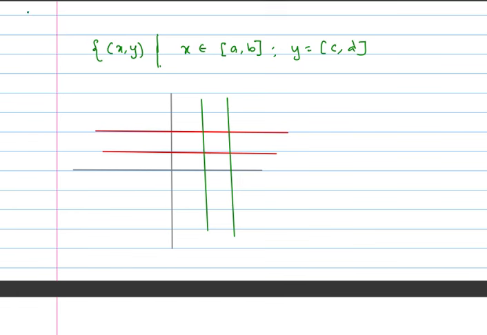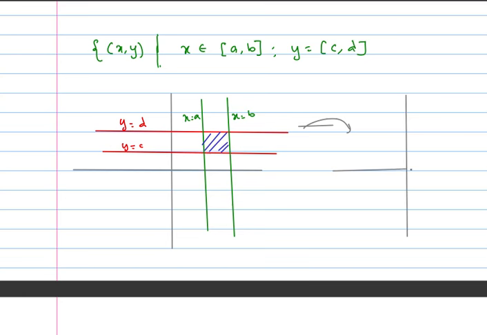So this is x equal to a, this is x equal to b, this is y equal to c, this is y equal to d. So this is the region we want to find the image of under w equal to z square. What we want to do is plot how each line is mapped to a parabola in the w plane.